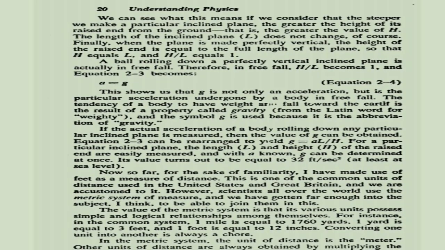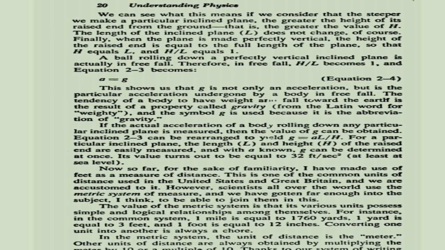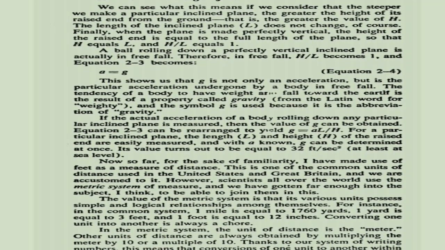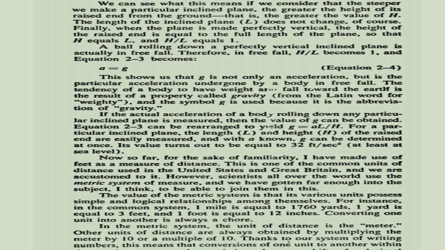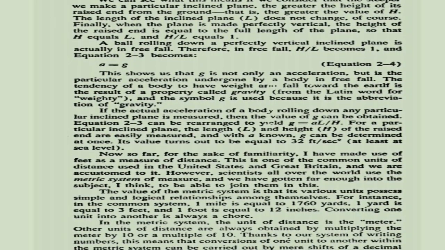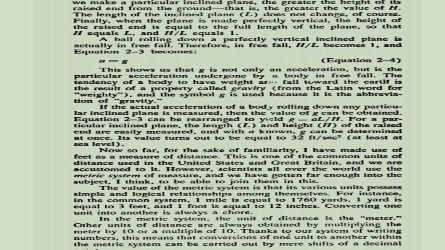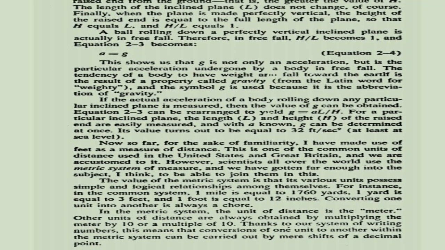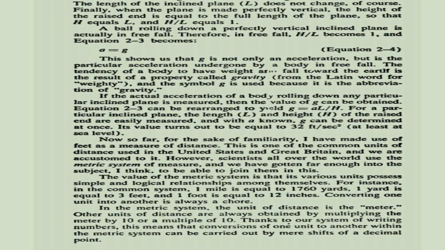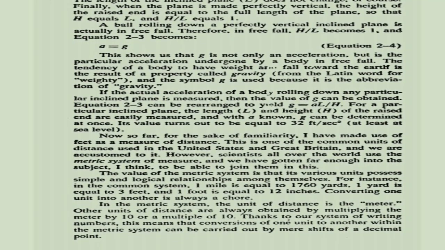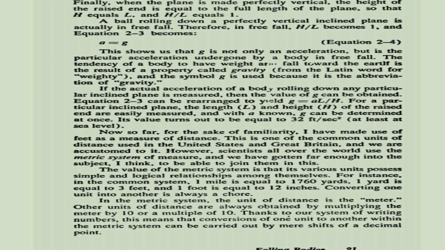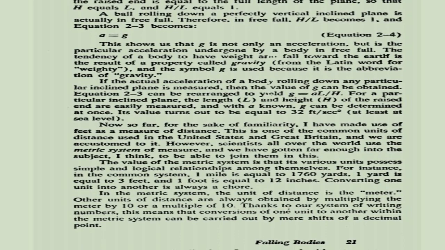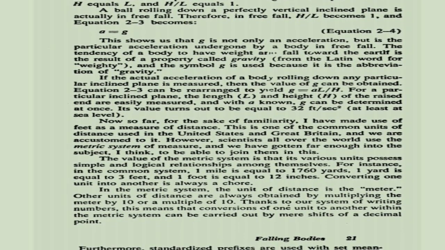For instance, in the common system, 1 mile is equal to 1,760 yards. 1 yard is equal to 3 feet, and 1 foot is equal to 12 inches. Converting one unit to another is always a chore. In the metric system, the unit of distance is the meter. Other units of distance are always obtained by multiplying the meter by 10 or a multiple of 10. Thanks to our system of writing numbers, this means that conversions of one unit to another within the metric system can be carried out by mere shifts of a decimal point.